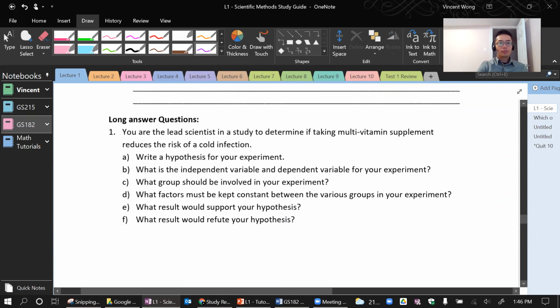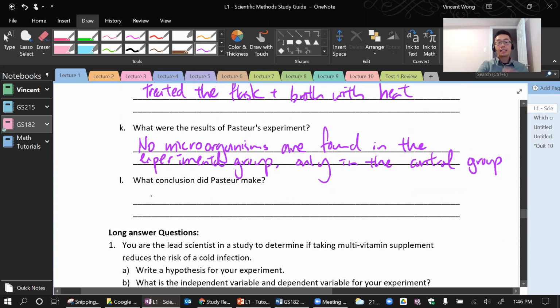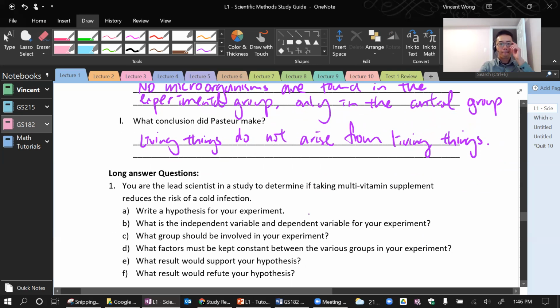So the conclusion here is that he definitively proved that living things cannot arise from non-living things. Okay, so living things only arise from living things. Any question before we move on?